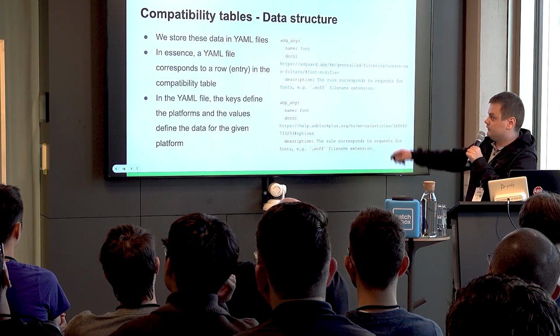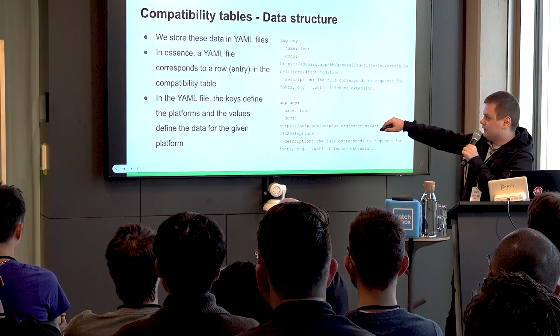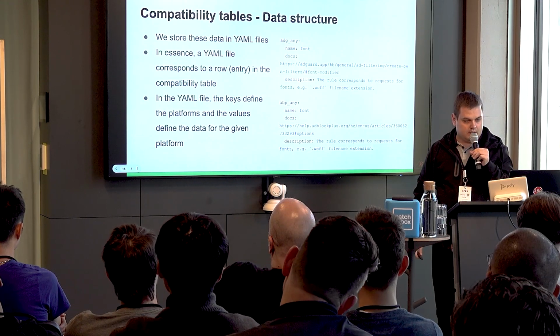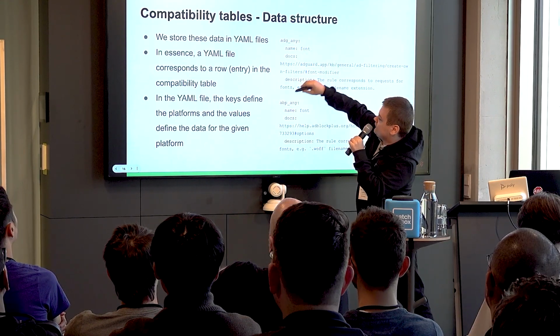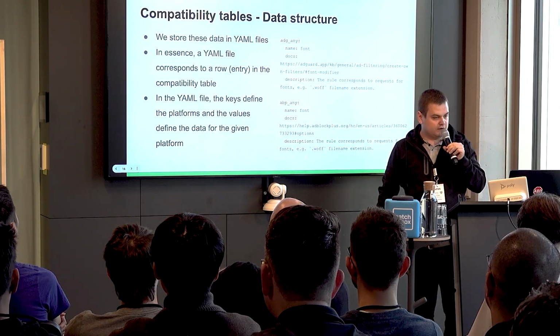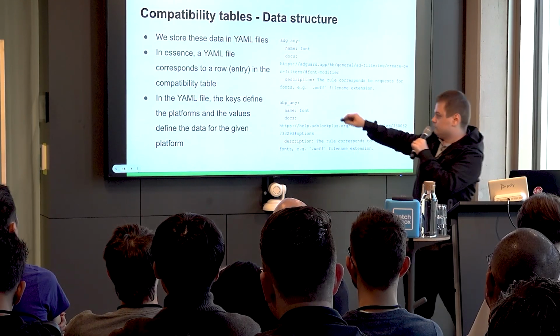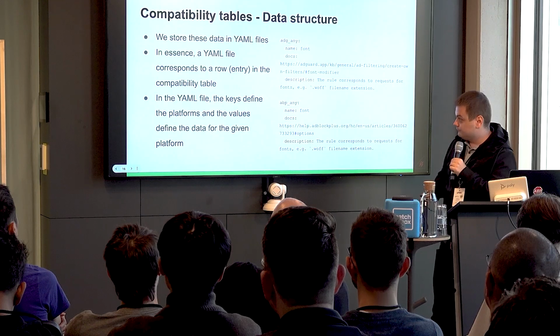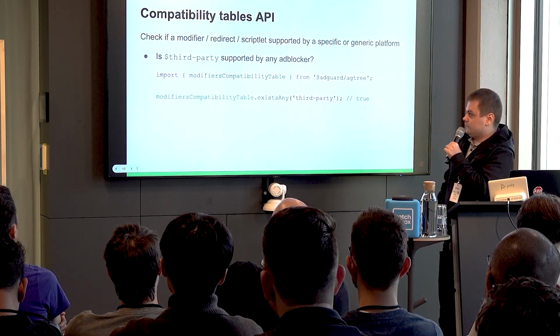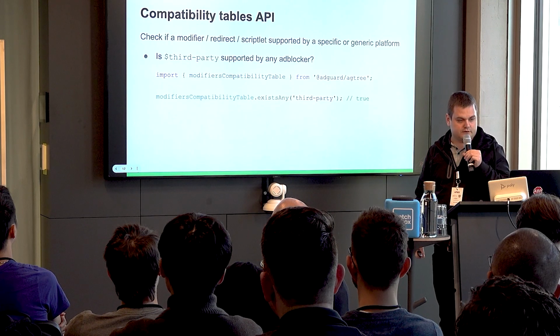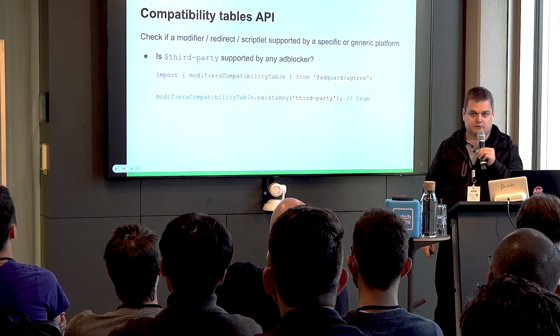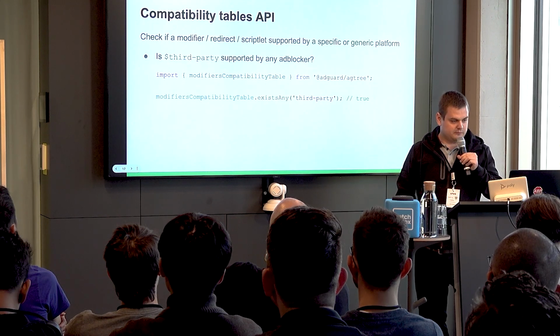Each such YAML file represents a row, and keys are the columns. So you can see AdGuard any, AdGuard plus any, and corresponding data values. And now the deep technical part. Let's take a look at a few programmatic examples of how to interact with the compatibility table API.